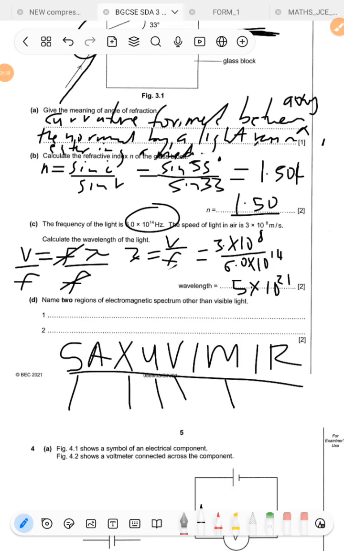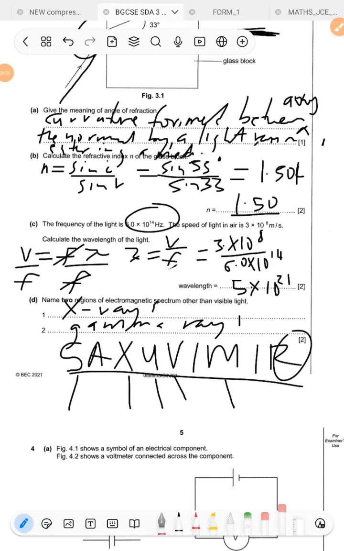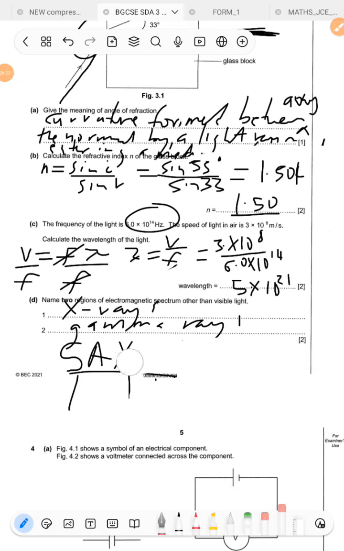This can help you remember some of those electromagnetic spectrum components. So this is radio waves. So we can write X-rays, we can write gamma rays. This is like easy marks, so just use this abbreviation to try to remember them next time.